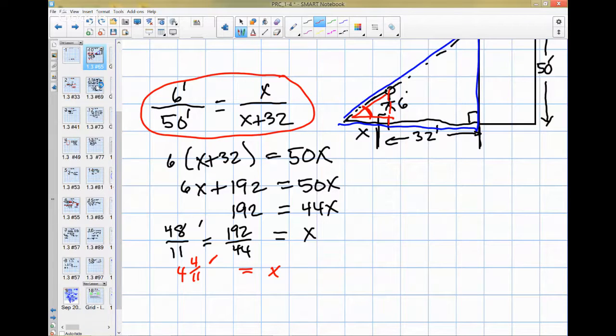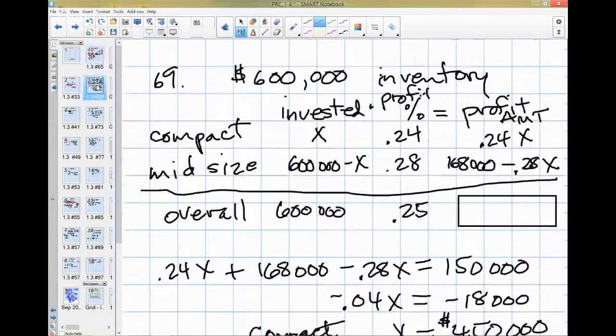Okay, 69 was requested, so we'll go to that one next. So, a mixture problem. Sorry, it's kind of sloppy, but here we go.